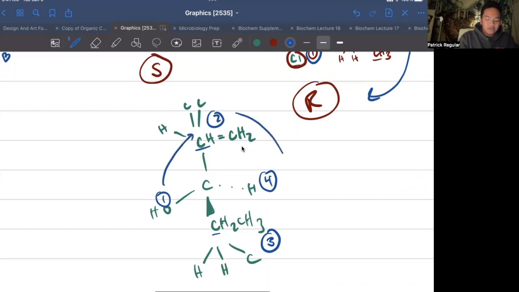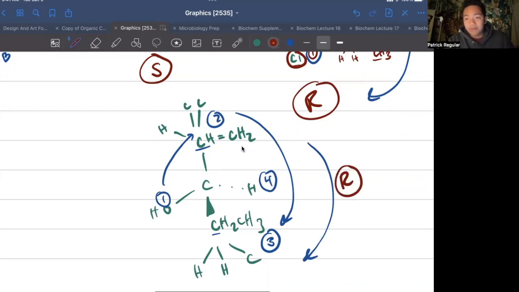So let's look at the stereochemistry. 1 to 2 to 3. That is clockwise. That's R. And just to double check, is our 4th priority group in the back? Yes. So do we need to change it? No, we do not.